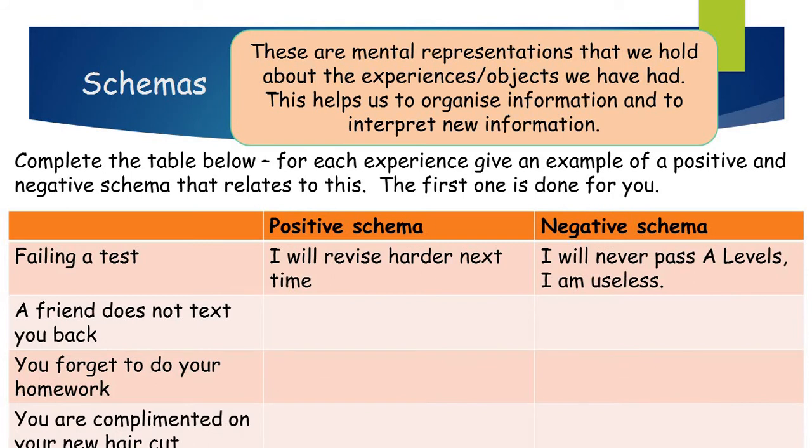So I want you to have a look at this table below. Complete the table below. For each experience, give an example of a positive and negative schema that relates to this. The first one has been done for you. So failing a test, our positive schema would be "I will revise harder next time." Our negative schema might be "I'll never pass A-levels. I am useless." It's a bit extreme there.